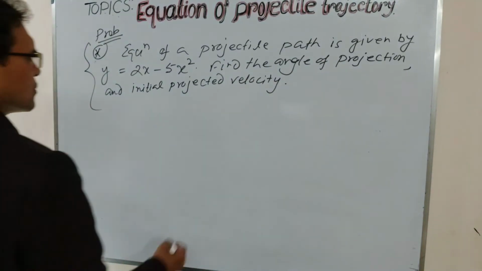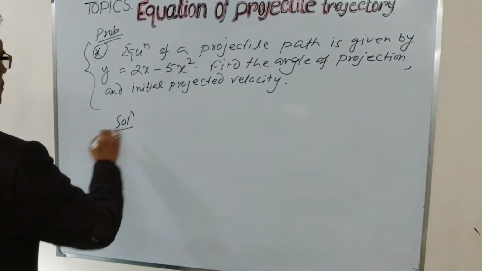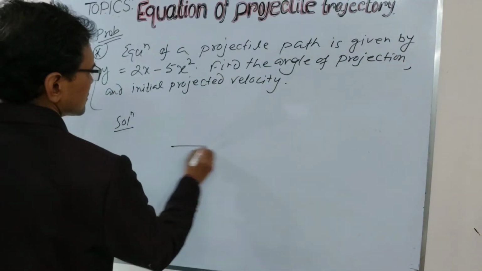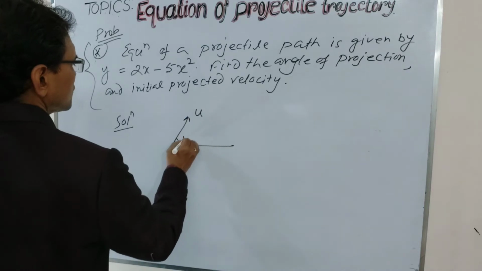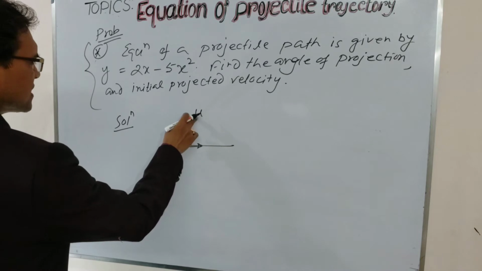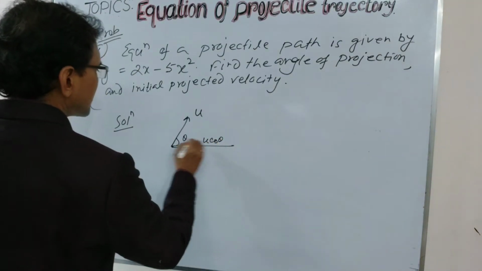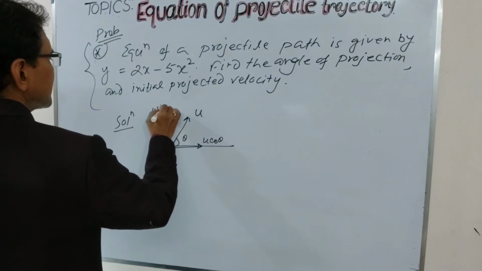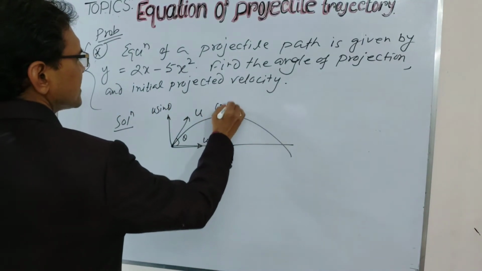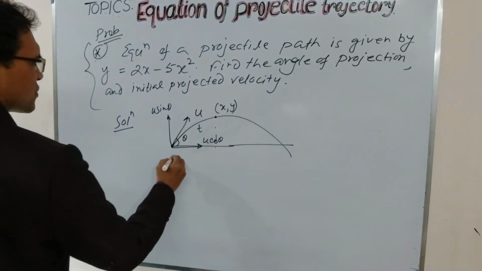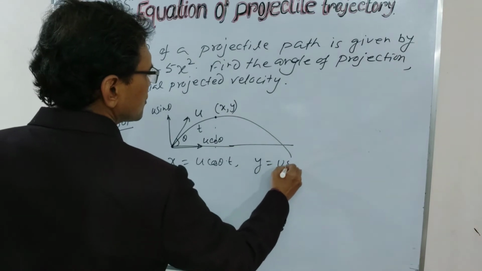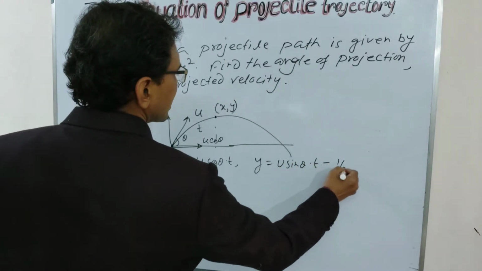Now to solve the problem, if you cannot remember the equation of projectile trajectory, then just take the components. Now if this is u, this is theta, then this component is u cos theta and this component is u sin theta. Now this is the projectile path, so this one is x, y, and this time is t, so x equal to u cos theta into t and y equal to u sin theta t minus half g t square.